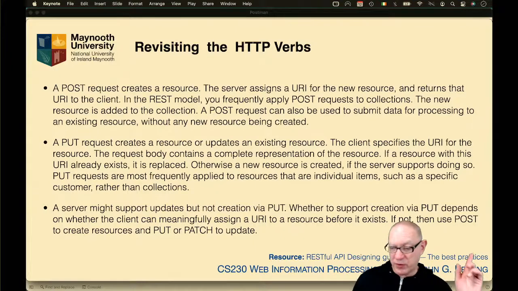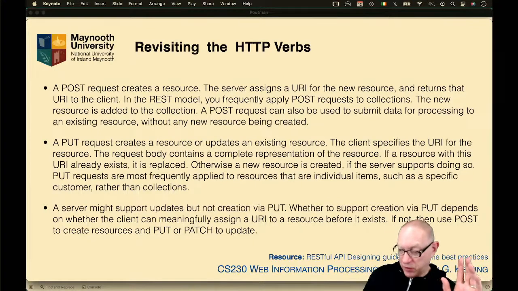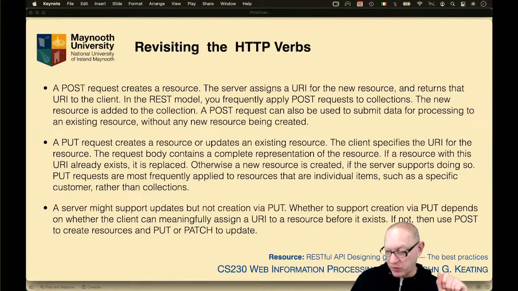So a POST request creates a resource. The server assigns a URI for the new resource and returns that to the client. In the REST model, you frequently apply POST requests to collections. The new resource is added to the collection, and a POST request can be used to submit data for processing to an existing resource without any new resources being created, of course.